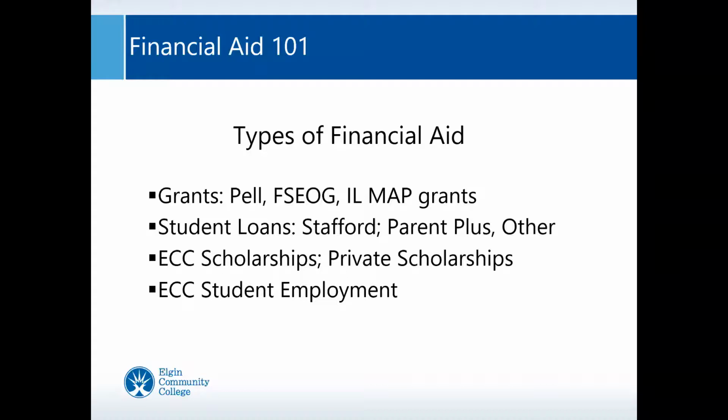And the third grant that you might be eligible to receive at ECC is the Illinois Monetary Award Program, called MAP. Again, this state grant eligibility is determined by the FAFSA. Eligible students are awarded up to 15 credit hours for the fall and spring semesters only. Again, state funds are limited, and the state of Illinois informs ECC when we must suspend further awarding of these funds based on the number of eligible students who have submitted their FAFSA.